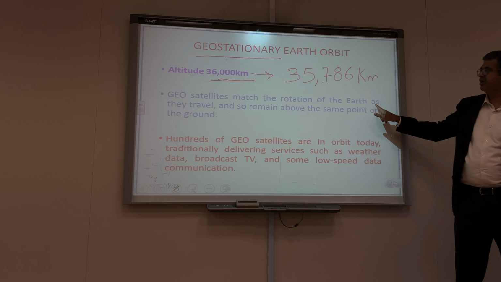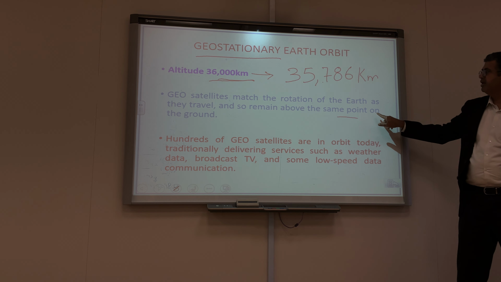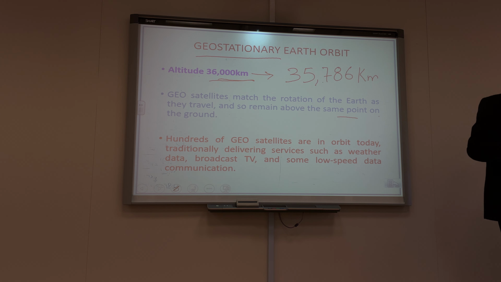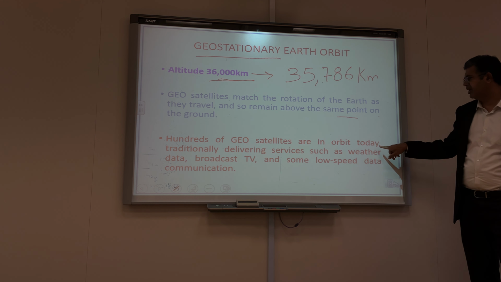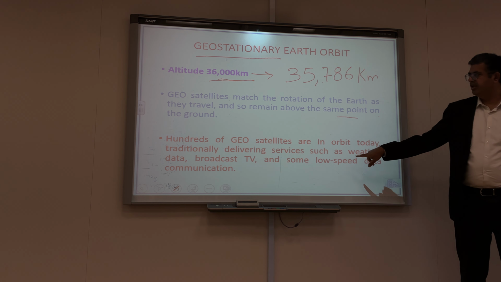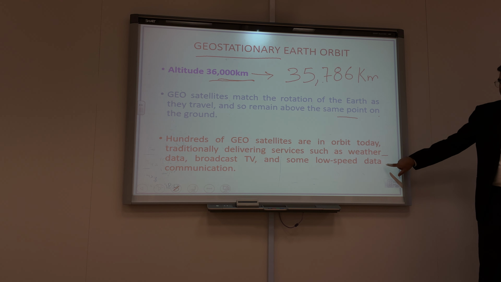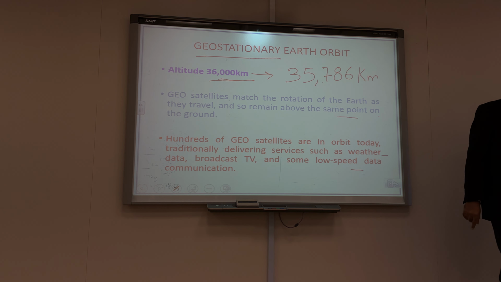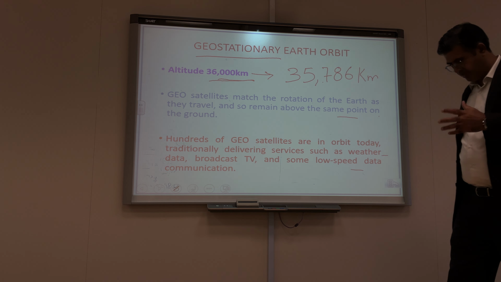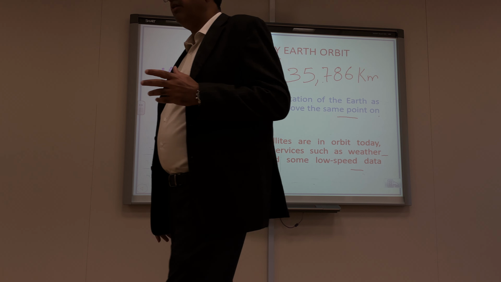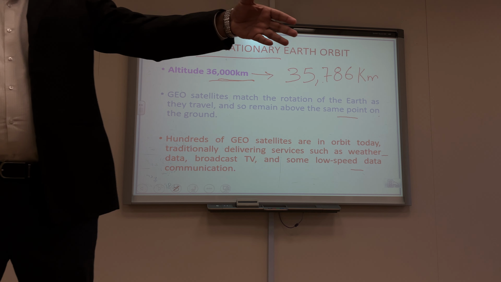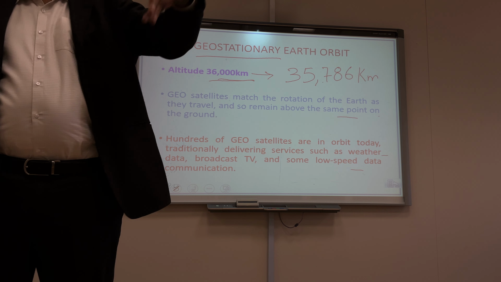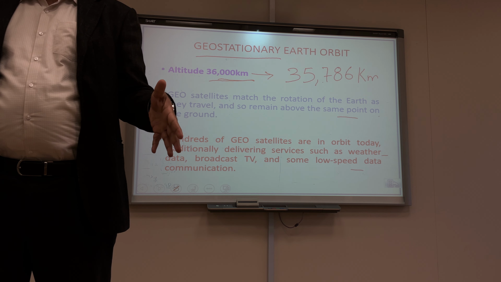Okay, so geosatellites match the rotation of the Earth as they travel, so they remain above the same point on the ground. They do not change their position with respect to where you are standing on the Earth. Now hundreds of geosatellites are in orbit today, traditionally delivering services such as weather data, TV broadcast, and some low-speed data communication. For TV broadcast, if a football match is taking place in Jeddah, you can see the match on television in Riyadh.